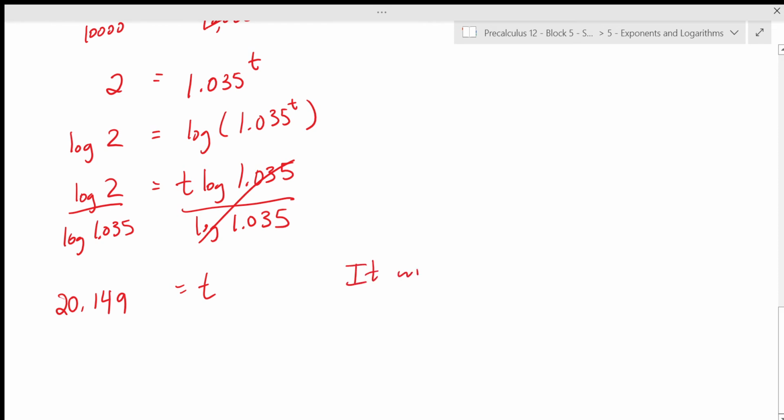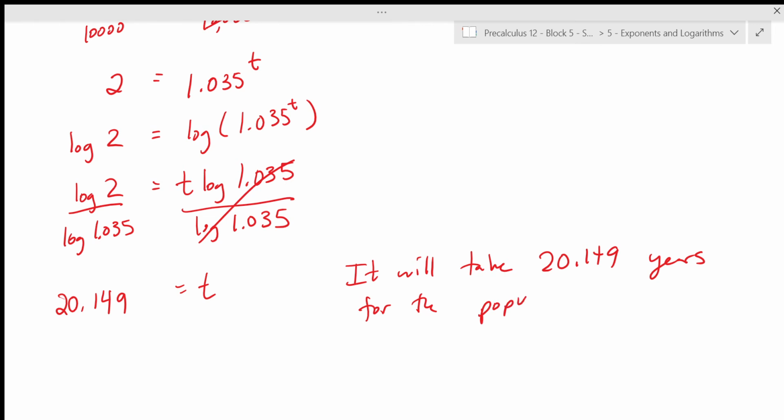It will take 20.149 years. We have to be clear about our time period in our unit for the population of fish to double. And so that's a simple problem. It's not exactly a formal growth problem, but it is something that can be solved using our growth formula.